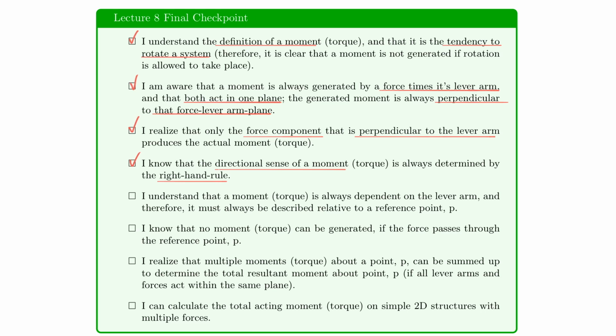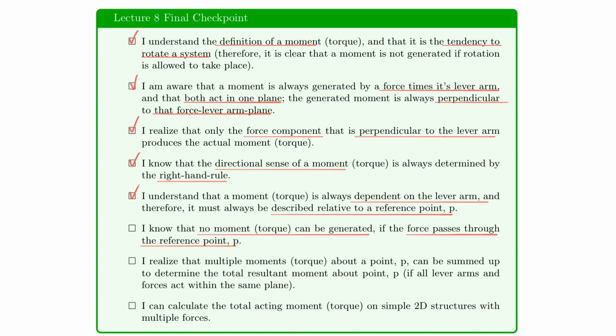Now, the moment, of course, always depends on the lever arm, and therefore it must be described by or relative to a reference point. Without a reference point, you would not be able to clearly describe or define a moment. And that is also reflected in the next point, where it says that you understand that no moment can be generated if the force passes through the reference point. Because in that sense, you actually have a distance of 0 to the reference point, and therefore the reference point is not really existent, or however you want to look at it.